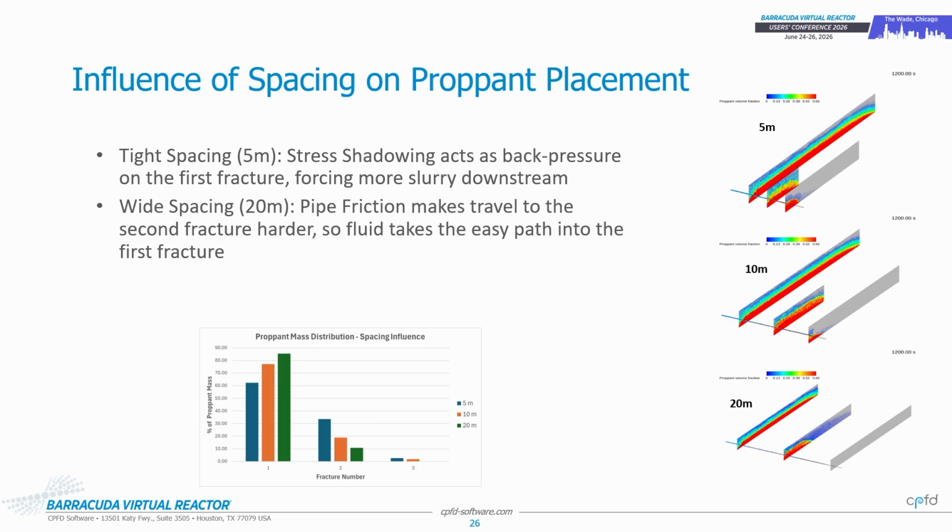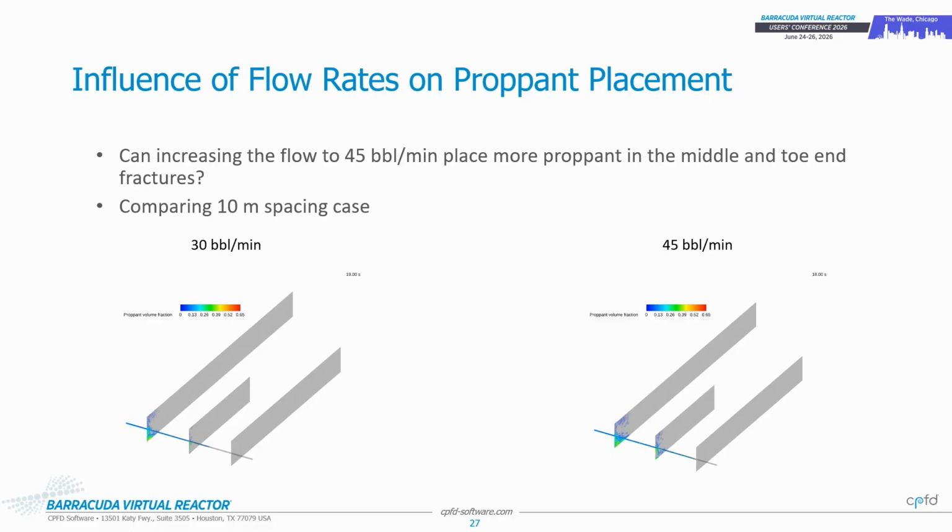Okay, fair enough. This is the problem at 30 barrels per minute. If I increase my flow rate, can I actually see more propant getting into the last fracture, right? I'm looking at the 10-meter spacing case, 30 barrels per minute, 45 barrels per minute, and it turns out, yes, as I pump at a higher rate, I'm overcoming some of those friction losses. So therefore, now I can start getting more propant into my third fracture compared to this case down here.